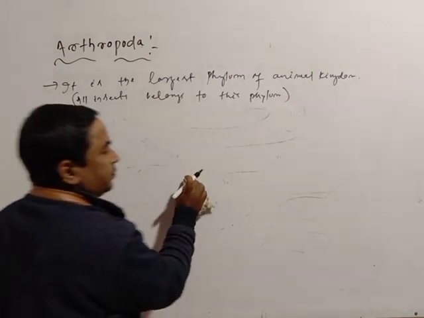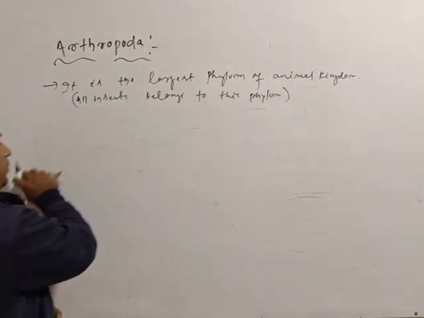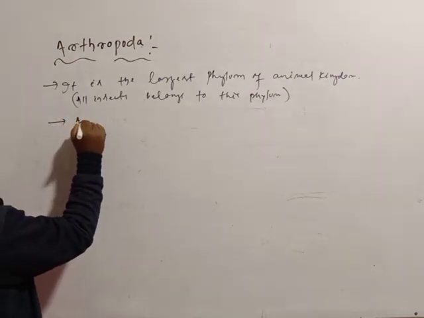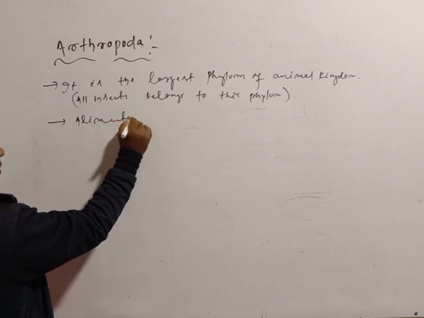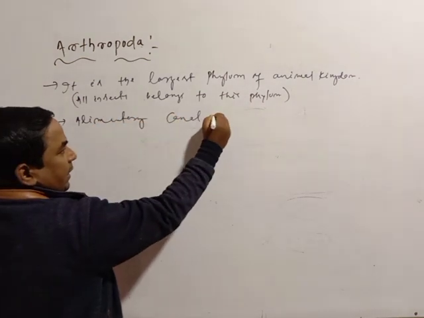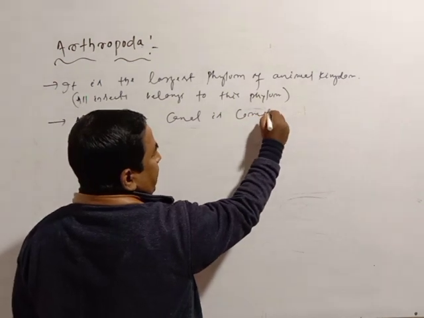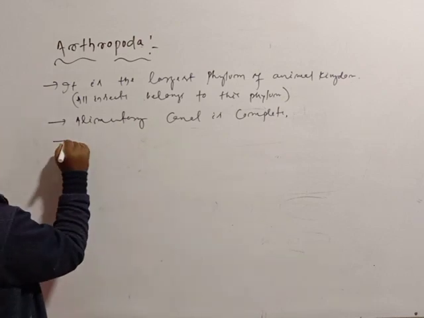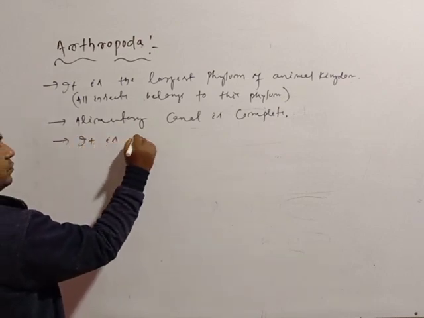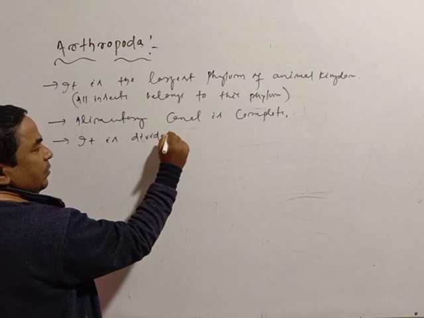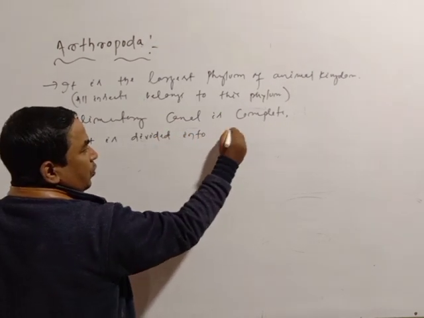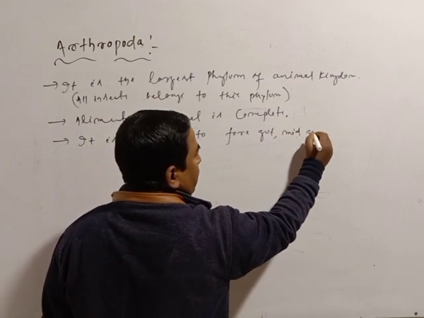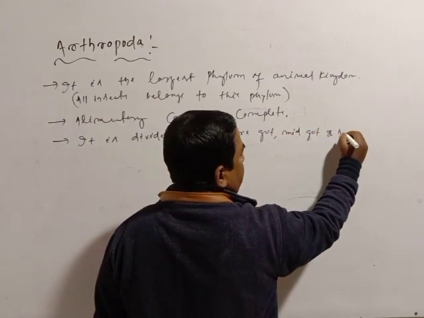Next, alimentary canal is complete. It is divided into foregut, midgut, and hindgut.